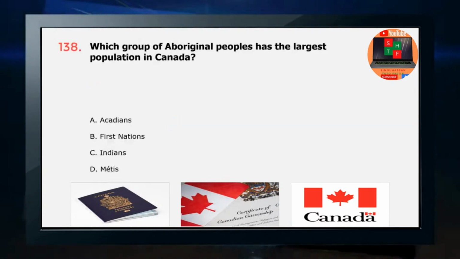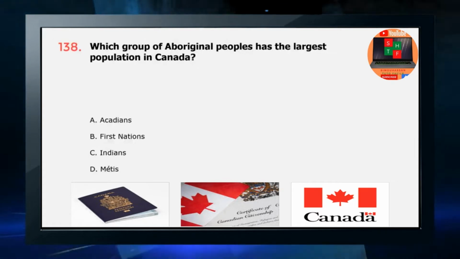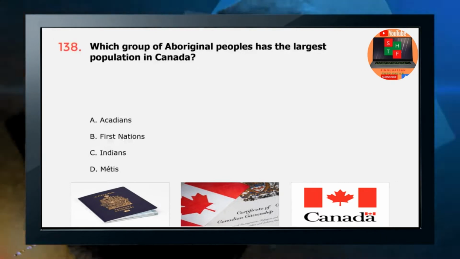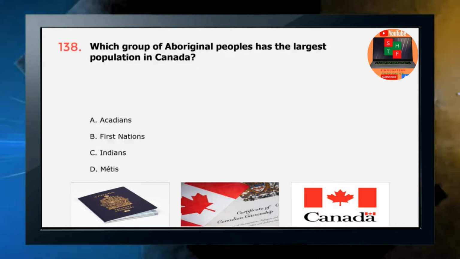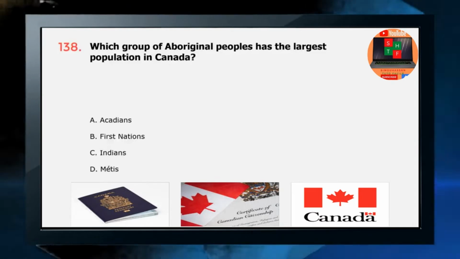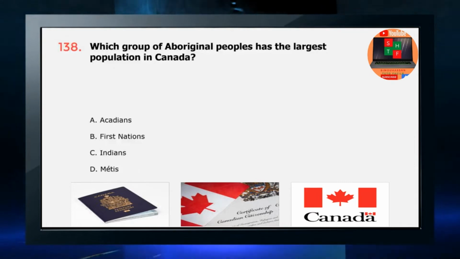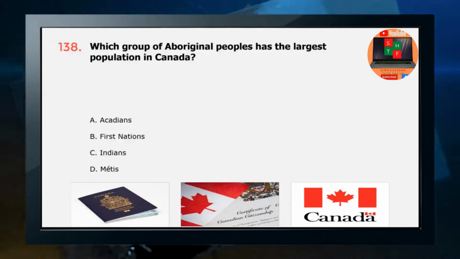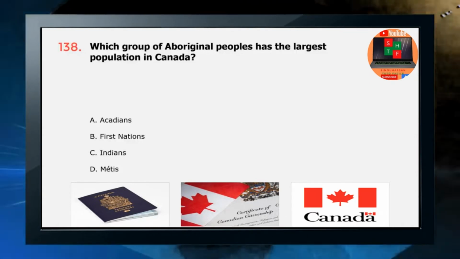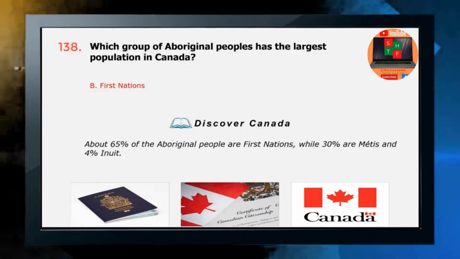Question 138. Which group of Aboriginal peoples has the largest population in Canada? A. Acadians. B. First Nations. C. Indians. D. Métis. The answer is B. First Nations.